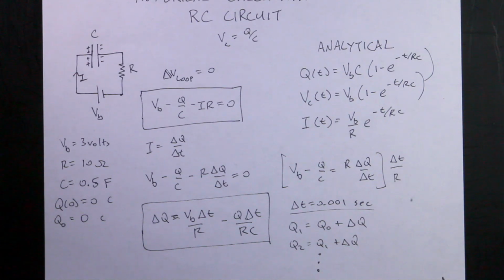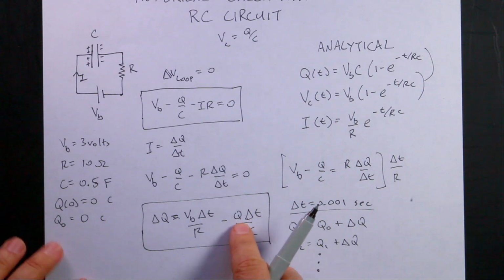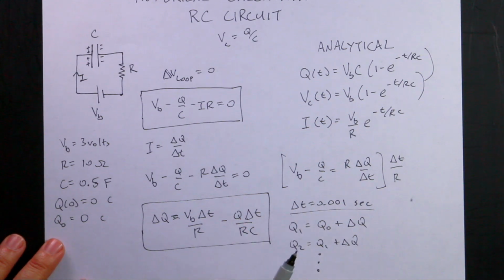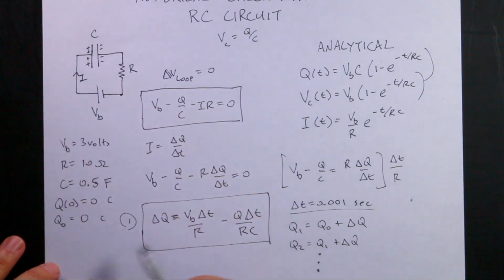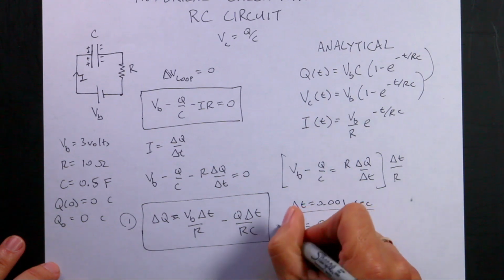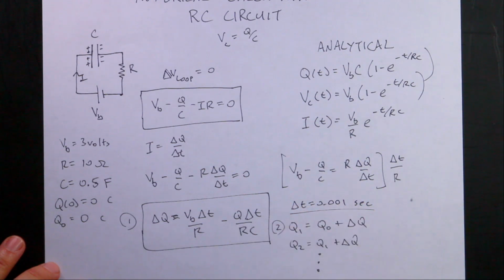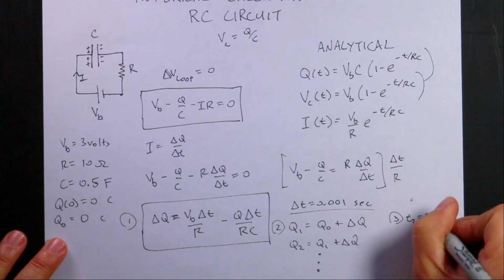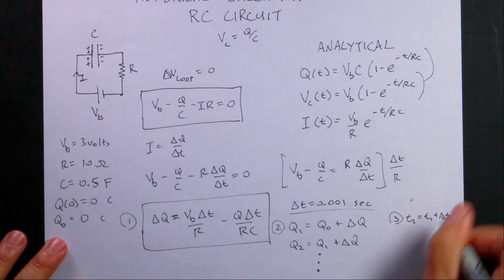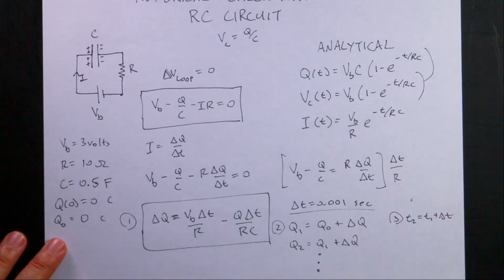So this is the basic idea of a numerical calculation. Break the problem into small time steps, and during each time step, make some assumptions about the values. So here's how we're going to do this. Number 1 is we're going to start with initial conditions and calculate delta Q. 2, use that to update Q. And then 3, T2 equals T1 plus delta T, update time. And then do the whole thing over again.